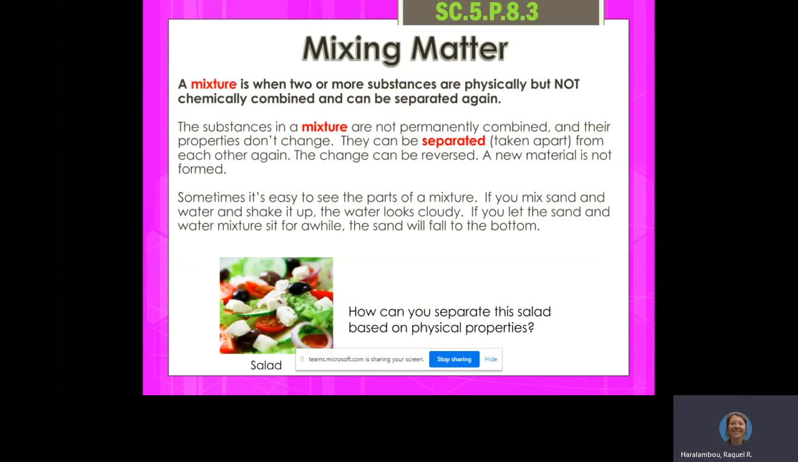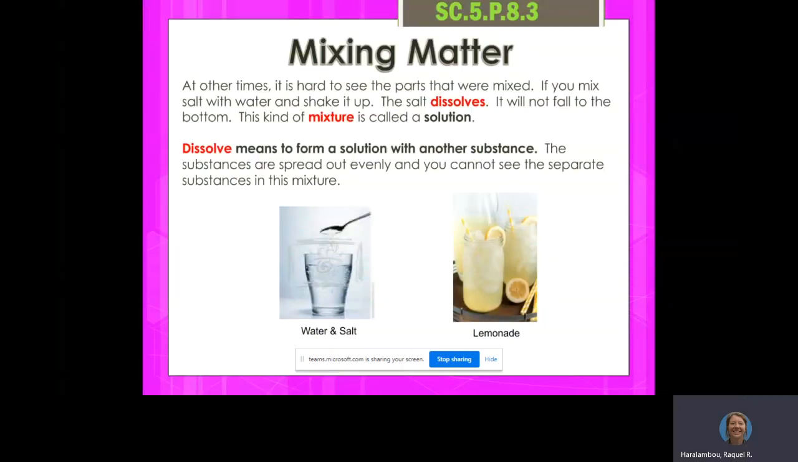Sometimes it's easy to see the parts of a mixture. If you mix sand and water, shake it up, the water is going to look cloudy. But if you let it sit, the sand is going to go to the bottom and the water is going to stay on top. So you'll actually see it start to separate on its own. So mixing matters. Now at other times it's hard to see the parts, such as in lemonade. If you mix salt with water and shake it up, the salt will dissolve. So let's think of lemonade. If you take the lemon, the sugar, the water, mix it all up, now try and take out that sugar, it's going to be pretty hard, right? So dissolve means to form a solution with another substance. The substances are separated out evenly and you cannot see the separate substances in the mixture.